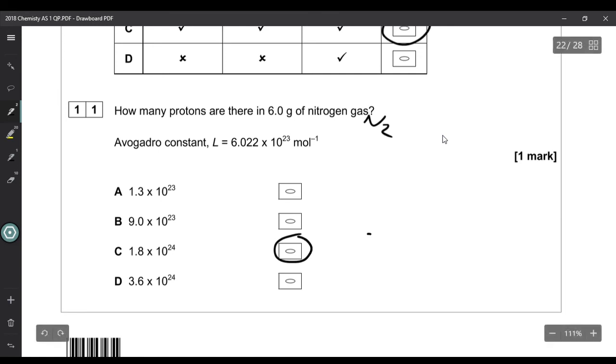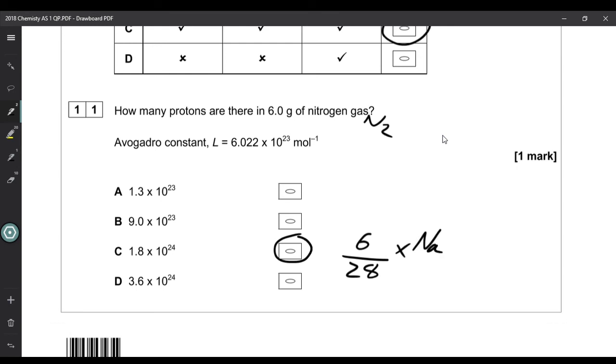So it'd be 6 divided by 28, the molecular mass for N2. Then once you know the fraction of a mole that you have, multiply that by Avogadro's number, so you know how many molecules of N2 you have, and then multiply that by the number of protons that you have in N2, which is 14.